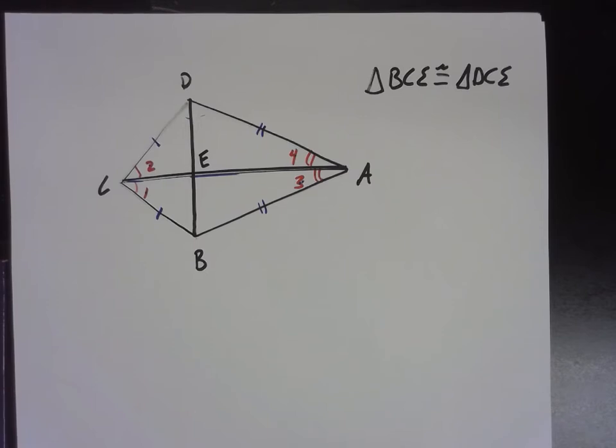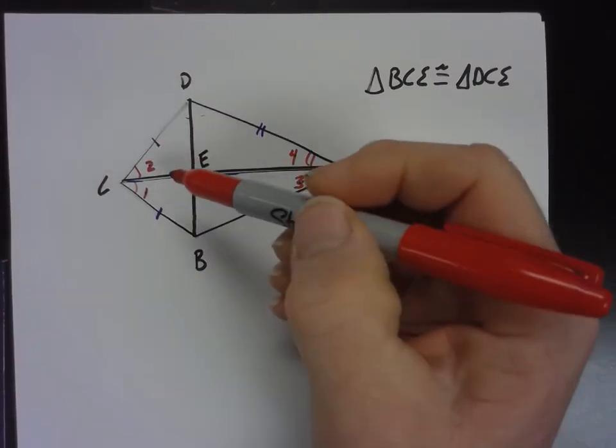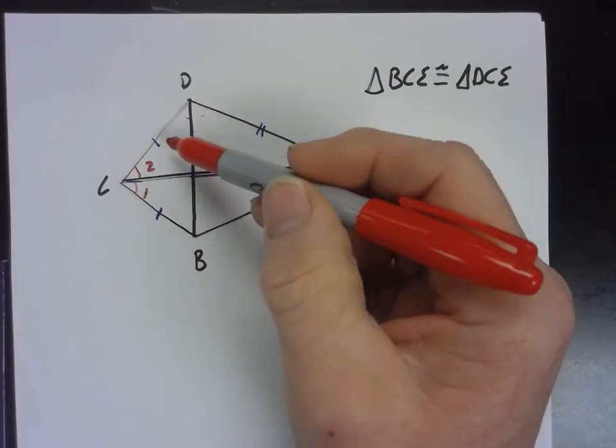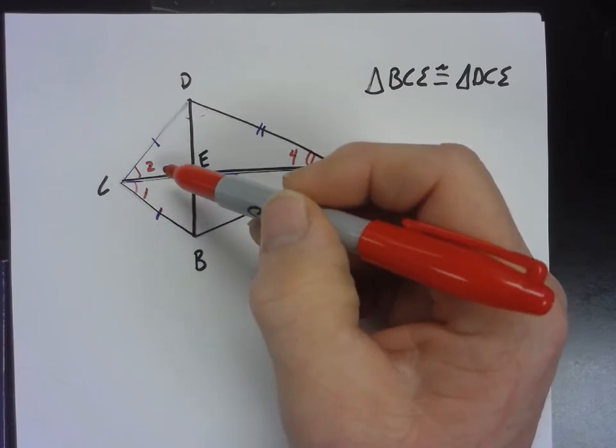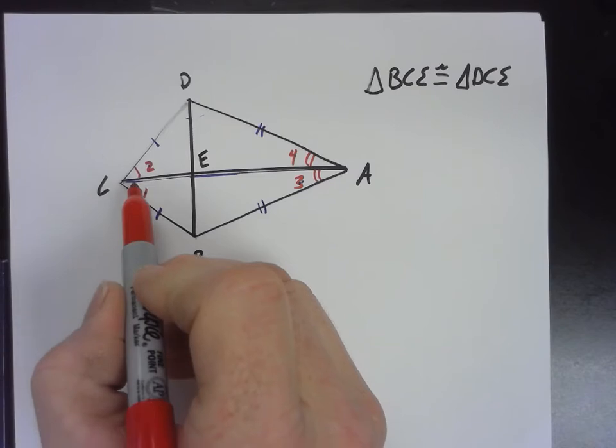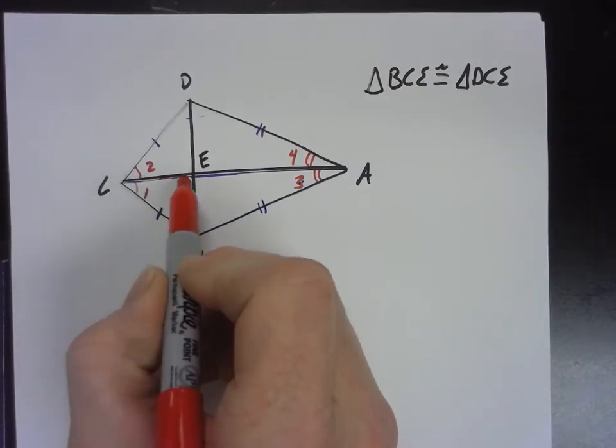Okay, so now look at the two triangles we've got to prove. Before, all we had was an angle. Now what do we have? Ooh, plus, hey, whoa, whoa, whoa! They share a common side.